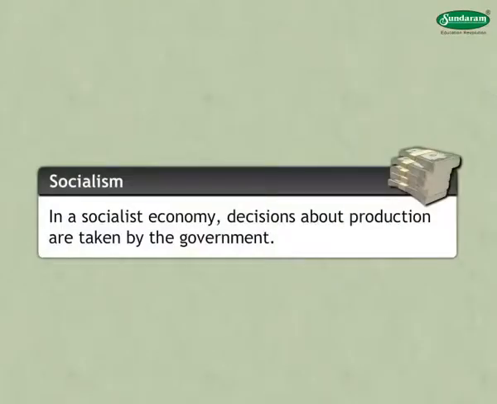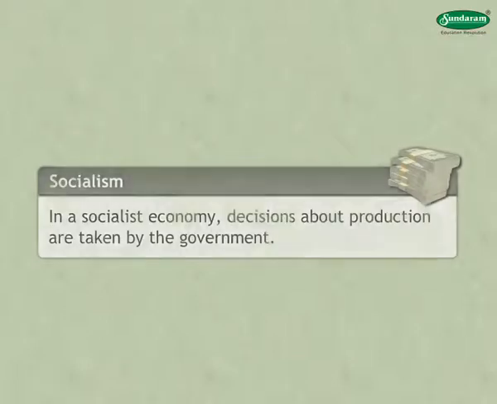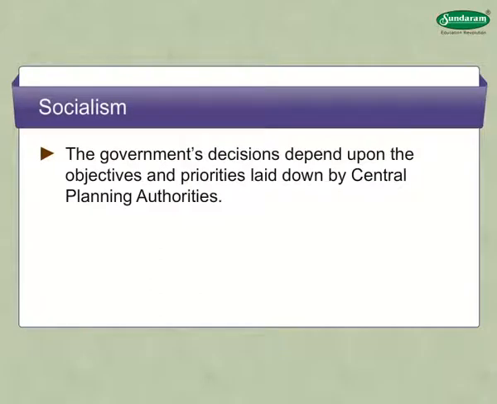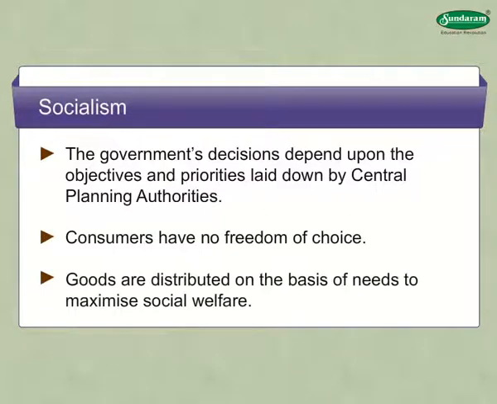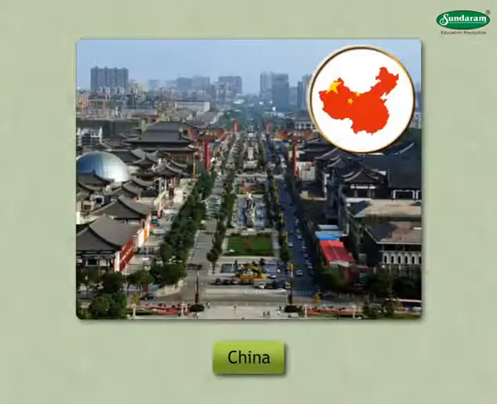Socialism. In a socialist economy, decisions about production are taken by the government. These decisions depend upon the objectives and priorities laid down by the central planning authorities. Consumers have no freedom of choice. Goods are distributed on the basis of needs to maximize social welfare. An example of socialism is China.